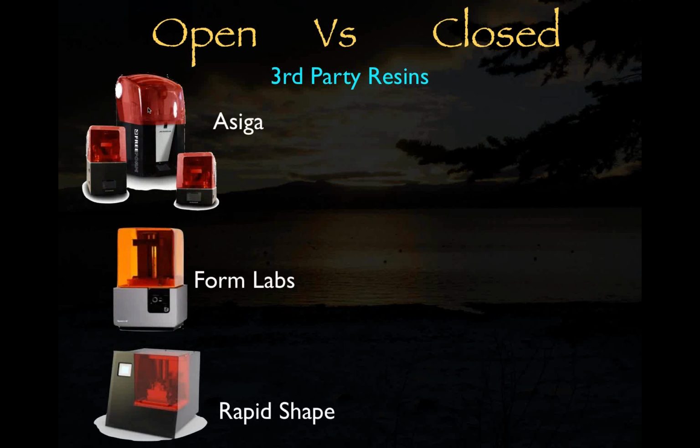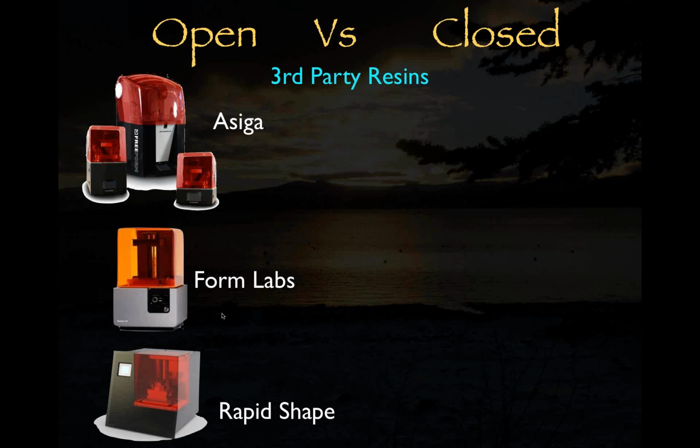So the open printers on the market currently today are the Asiga, Formlabs, and one called the Rapid Shape. Although I will say the Formlabs, while in its structure is open, you really don't have access to exposure times, exposure intensities for each layer like you do in this printer.